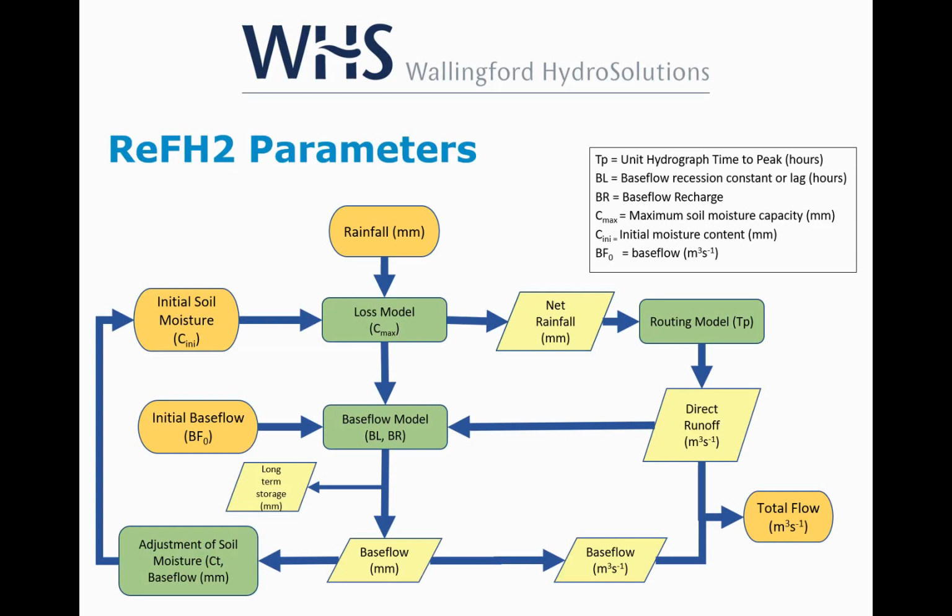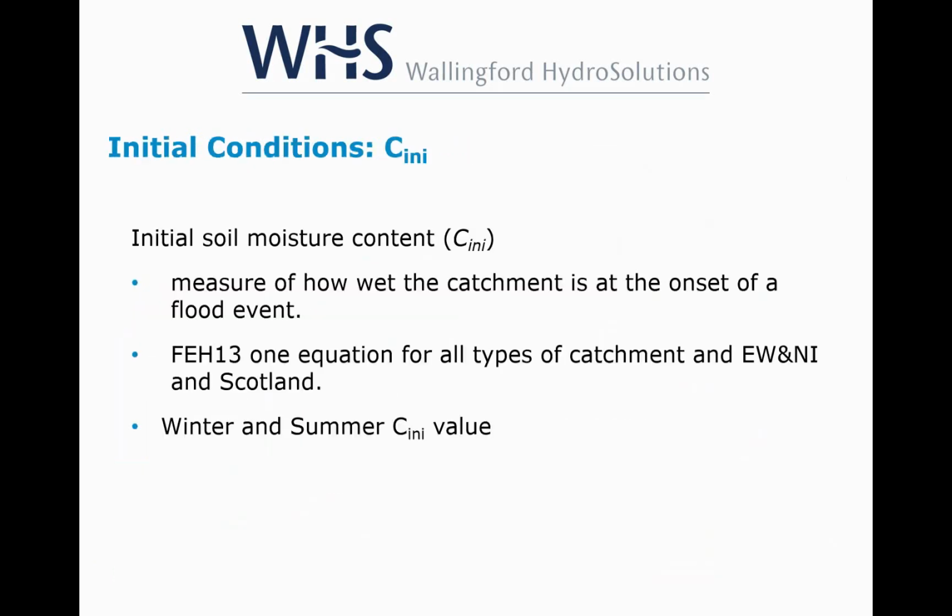So we've estimated our main parameters. What we also need to know are these bits on the left, our initial conditions. So this is our initial soil moisture and our initial base flow. Our initial soil moisture content is the C-INI. It's a measure of how wet the catchment is at the onset of the flood event. If we're using the FEH13 rainfall model, there's just one equation for all types of catchments, which encompasses both England, Wales and Northern Ireland and Scotland. And there is a winter and a summer C-INI value.